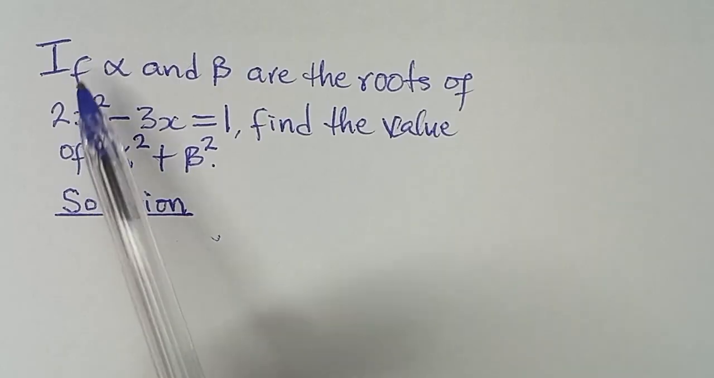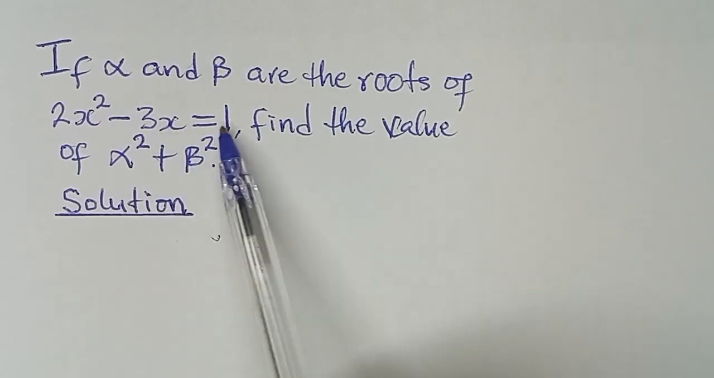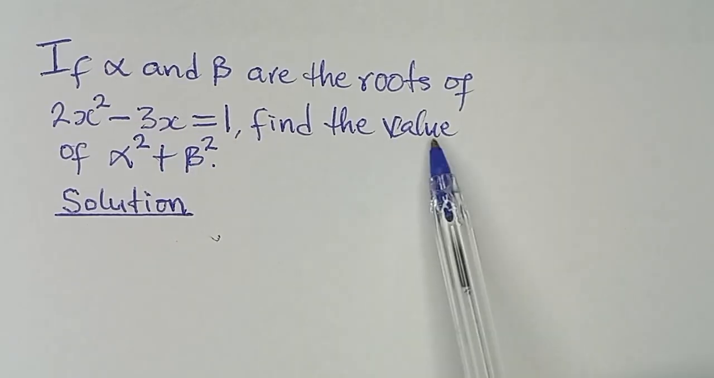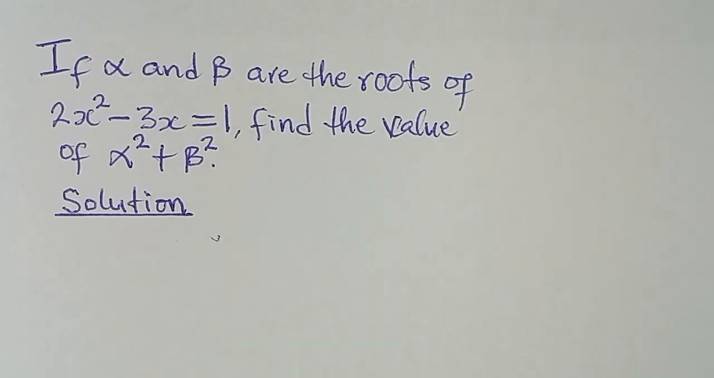Now the question here says, if alpha and beta are the roots of this quadratic equation, that is 2x squared minus 3x is equal to 1, find the value of alpha squared plus beta squared.